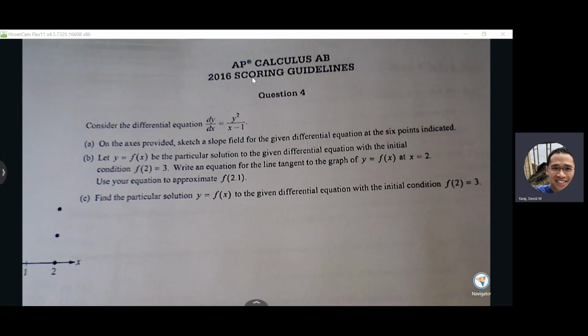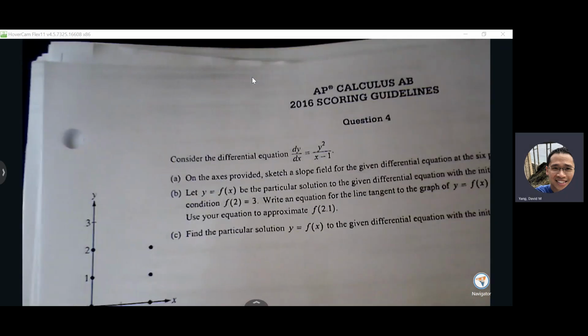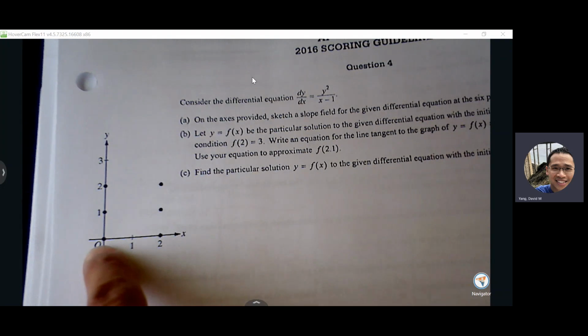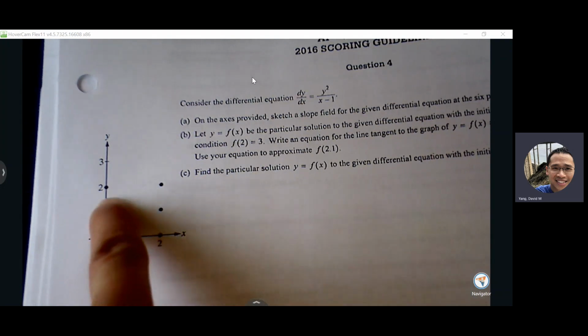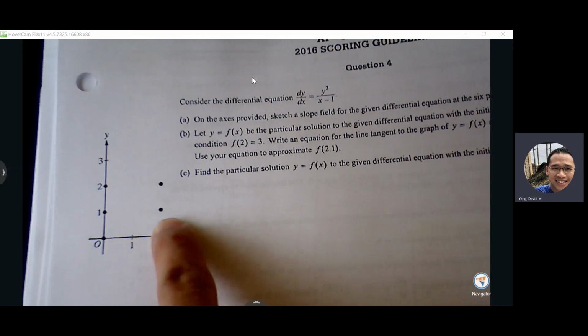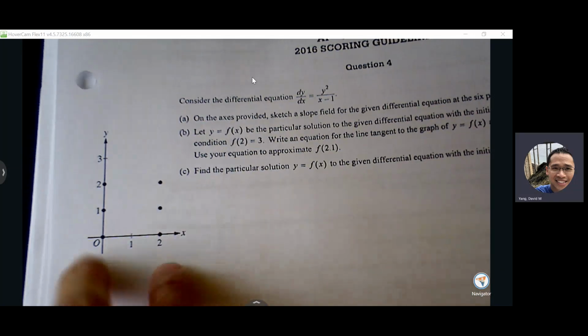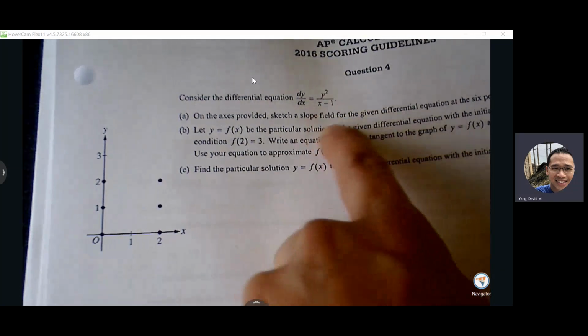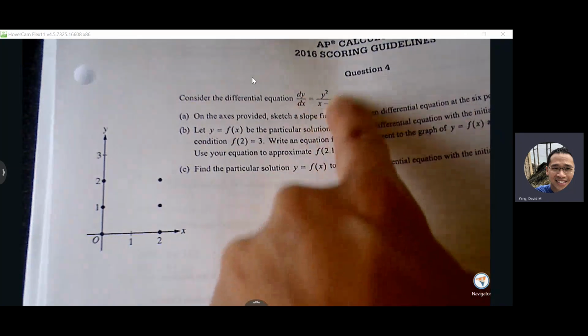So it says consider the differential equation dy/dx equals y squared over x minus 1. On the x-axis provided, sketch a slope field for the given differential equation at the 6 points indicated. So we have these 6 points identified: (0,0), (0,1), (0,2), (2,0), (2,1), and (2,2). So you're going to take each of these order pairs, insert into the differential equation into your derivative.